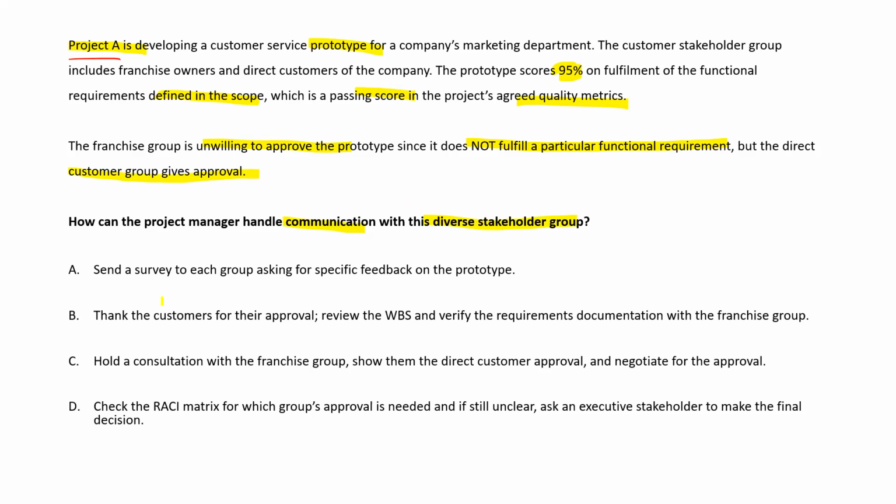Option A: send a survey, thank the customer for their approval, review the WBS and verify the requirement with the franchise group. Option B: hold a consultation, show them the direct customer approval. Blackmail. Option C: check the RACI matrix for which group's approval is needed, and if it is unclear, ask an executive stakeholder. Option D: send a survey to each group. For what? I think I did the answer by myself. I didn't give you the chance to do it.